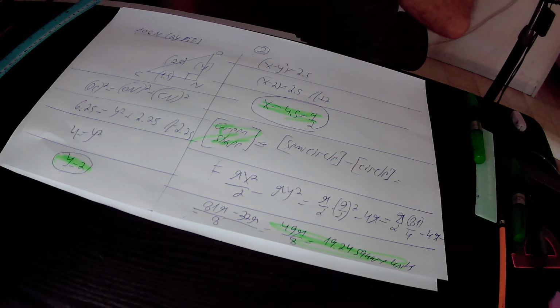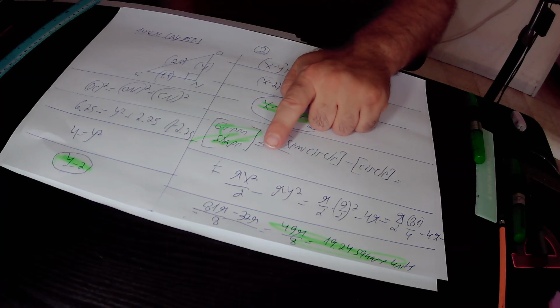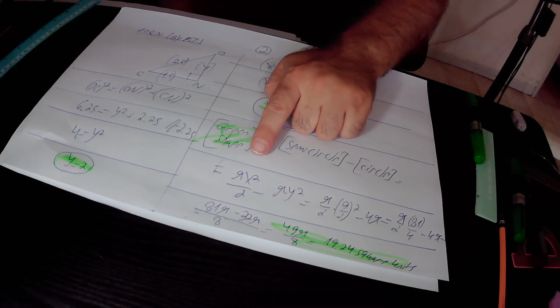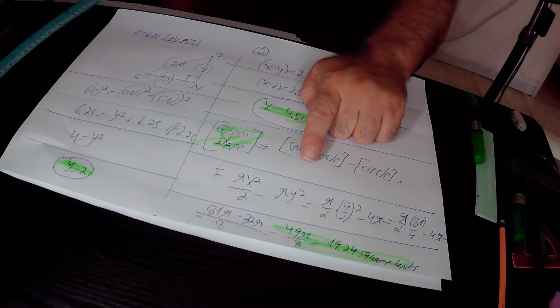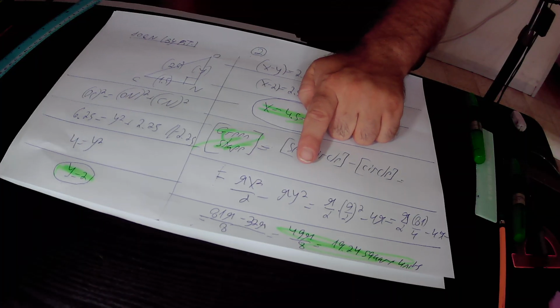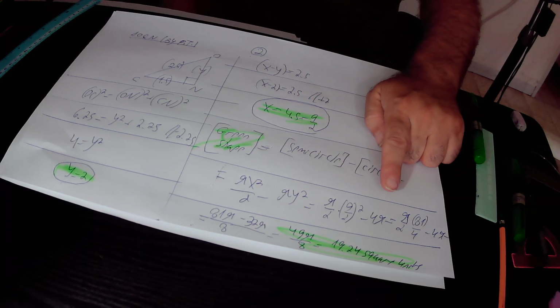X is 9 over 2, therefore x squared is 9 over 2 squared. So in total this expression equals pi over 2 times 9 over 2 squared minus pi y squared. Y is 2, so y squared is 2 squared, that is 4. So in total this expression equals 4 pi.